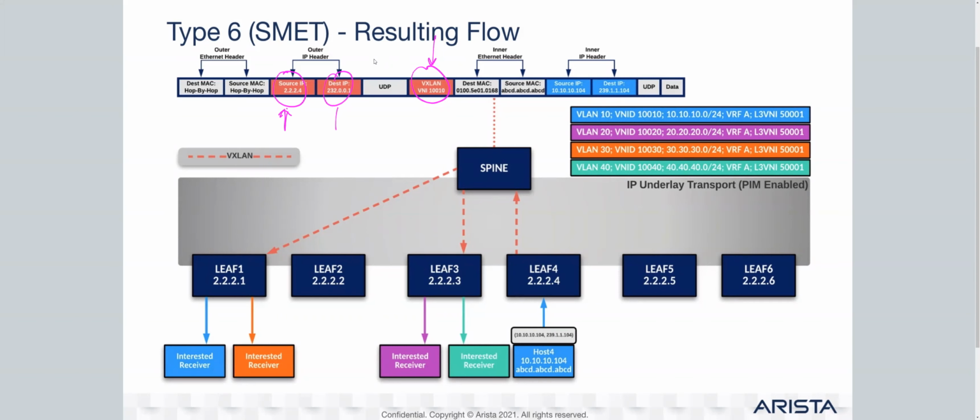All right, so if we represent this a little bit differently, this is the S, G, this is the group that leaf 1 and leaf 3 joined, among others, in order to make sure they get a copy of this feed. When they receive it, they do the decap operation, and then they forward the multicast feed, in the inner IP header, to their locally attached hosts, right? But the takeaway here is that leaf 4 only knew that there were interested receivers behind remote VTEPs because those remote VTEPs generated an SMET route for this particular group.